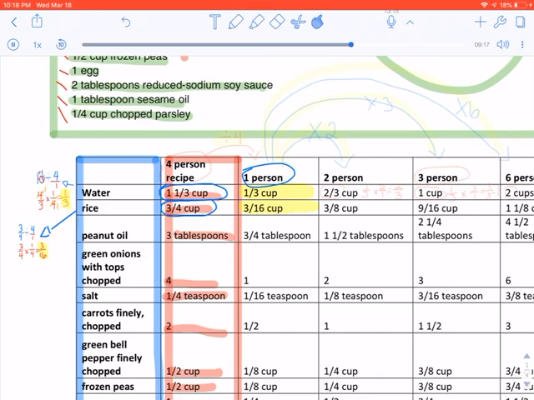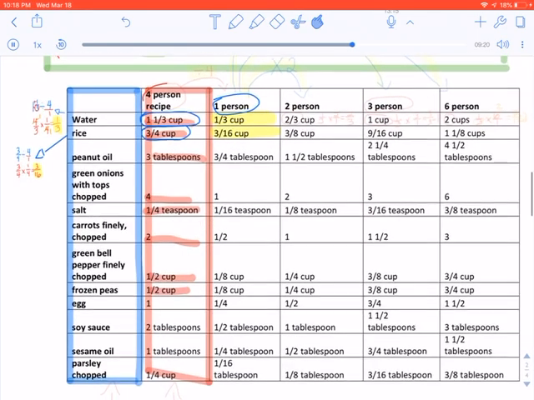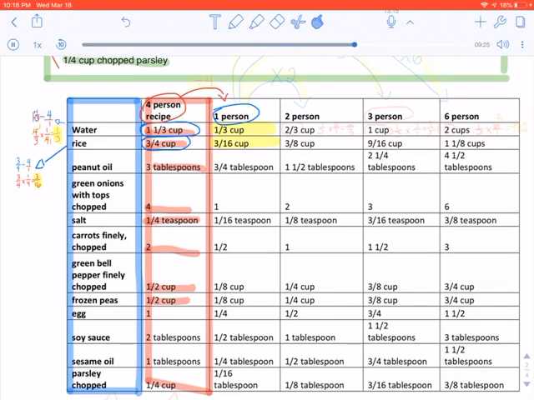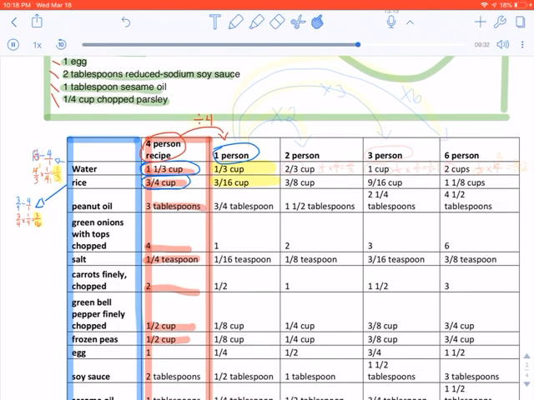So pretty much what is it that we're doing? Well, to get from our 4-person recipe over to our 1-person recipe, we're getting all those numbers and simply dividing them by 4. Okay? So if I was to continue on and keep going, that's exactly how I would get all of my answers. Alright? So that's from going from your 4-person recipe to 1 person.